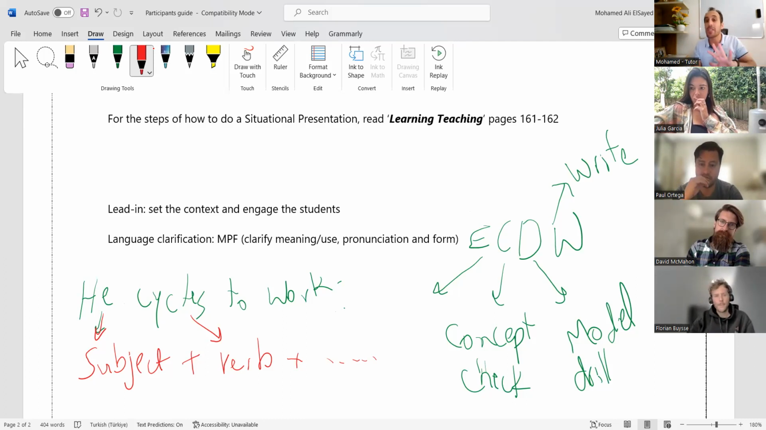So what happens after the clarification stage or the presentation stage? Some practice and some production. Okay. We give you tasks in the book to help your students practice and produce. But the quality of the clarification stage is all about meaning, use, pronunciation, and the form. And that's the core of the situational presentation.